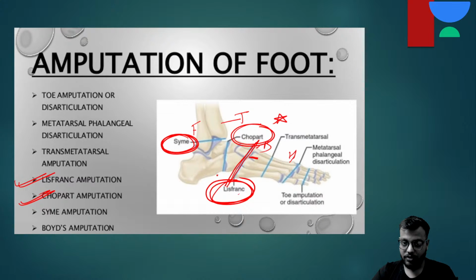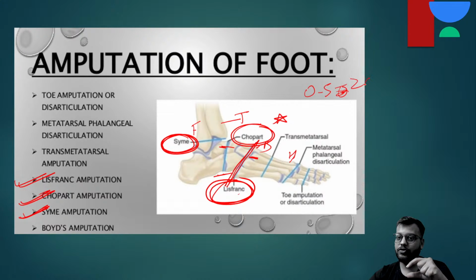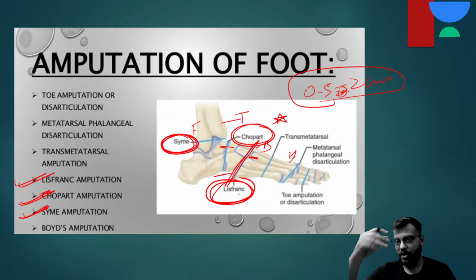And what is Sims amputation? Sims amputation is below the knee disarticulation, where you remove just the last 0.5 to 2 centimeter part of the distal both leg bones. Okay, this is your Sims amputation.